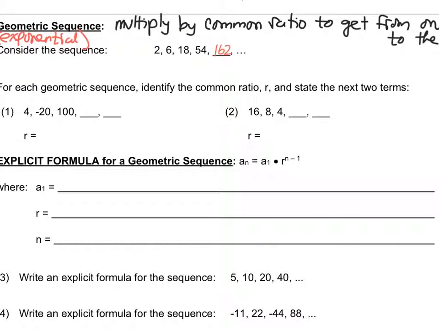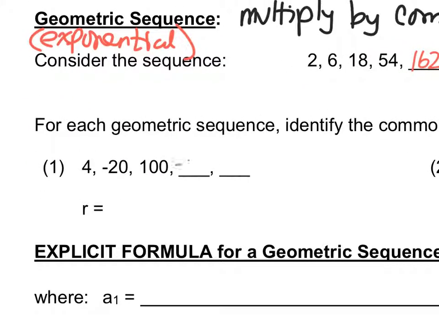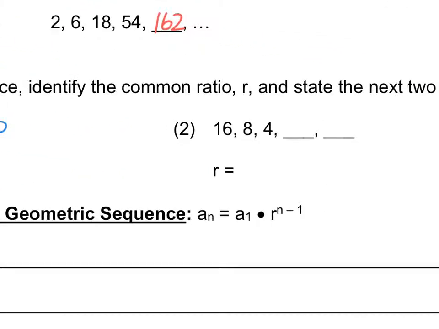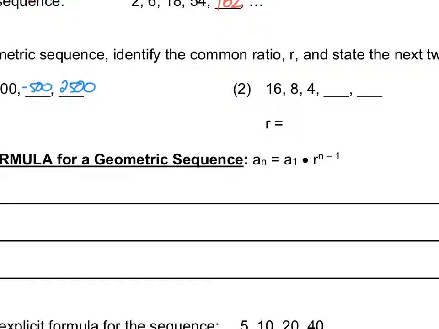All right. So in the case of number 1, what am I multiplying by? -5. So the next term in the sequence would be what? -500 followed by 2500. All right, so r is -5. What about the next one? 1/2. So 2 and then 1, right?